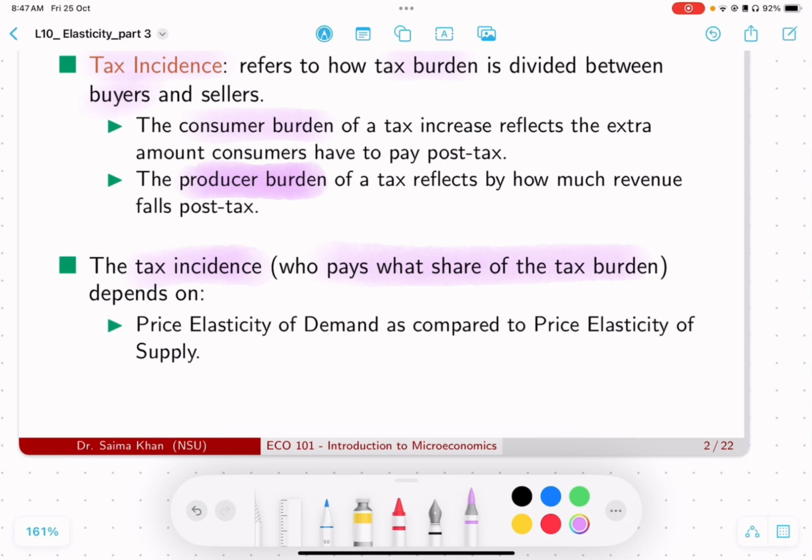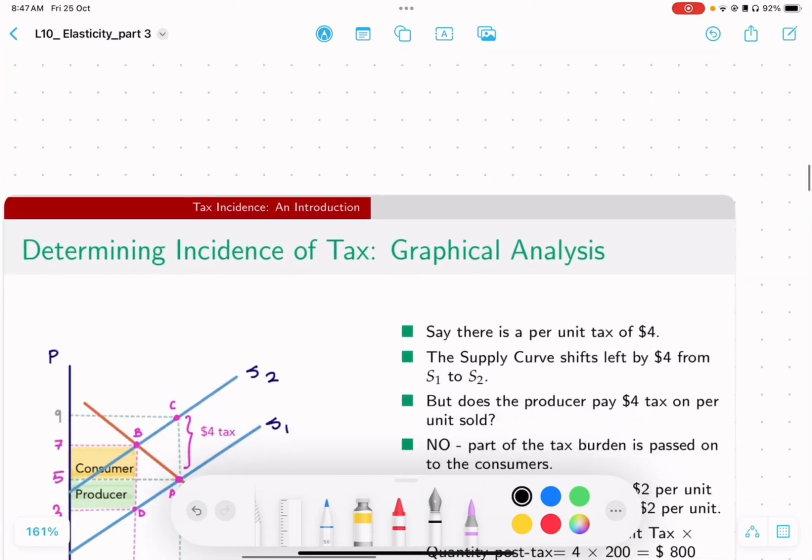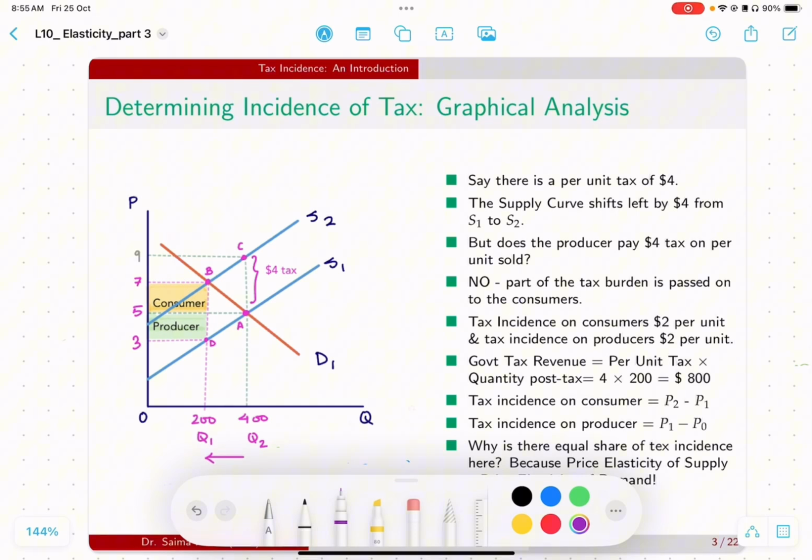This depends on the price elasticity of demand and the price elasticity of supply. Look at how I'm using the word compared. If the price elasticity of demand is more than the price elasticity of supply, the implication is going to be different from if the price elasticity of supply is greater than the price elasticity of demand. That is what we're going to be exploring in the following slides. Before going into who's going to pay a larger share of the tax, it's important that we understand how to identify consumer burden versus producer burden using graphical analysis.